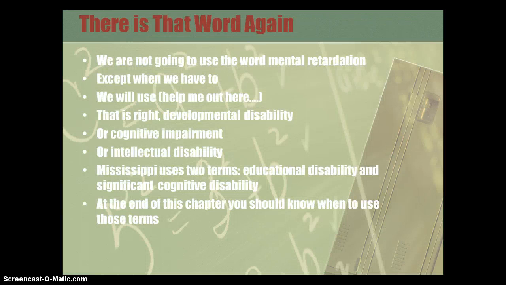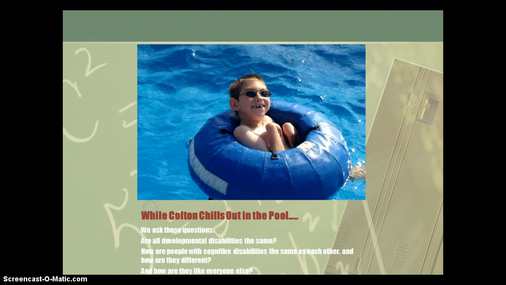So we start with that word, mental retardation. That is the name of your textbook. That's not what we're going to use. The federal definition now uses intellectual disability. When we talk about adults, we tend to use the word developmental disability. You can also hear the word cognitive impairment. In Mississippi, we use educational disability and significant cognitive disability. So you just got to keep in mind those are all talking about the self-same thing.